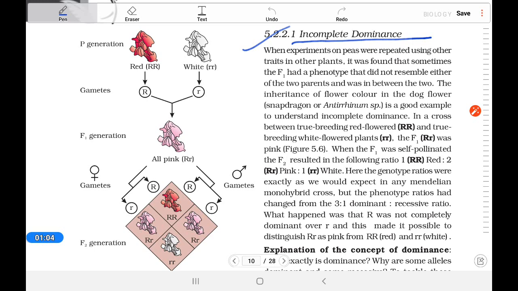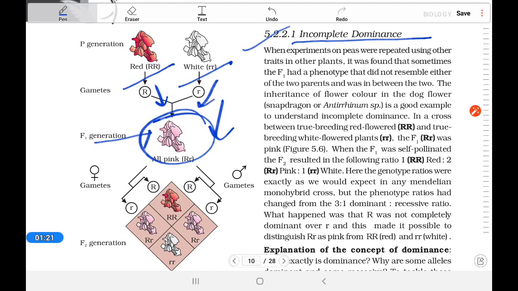Let's take a red colored flower and a white colored flower. In F1 it shows pink color, which is the third type of phenotype character. It means it has no dominant character. The character is mixed in the next generation, so it is called incomplete dominance.